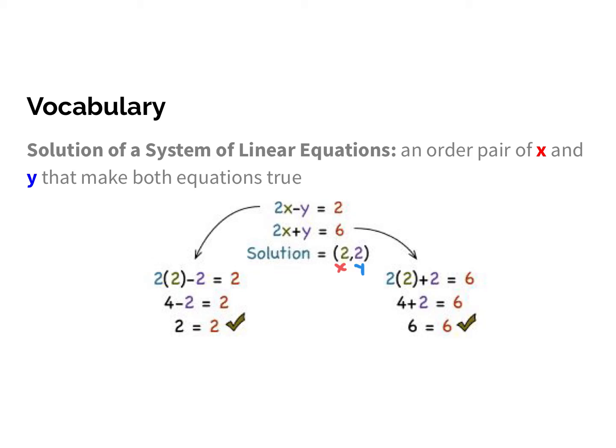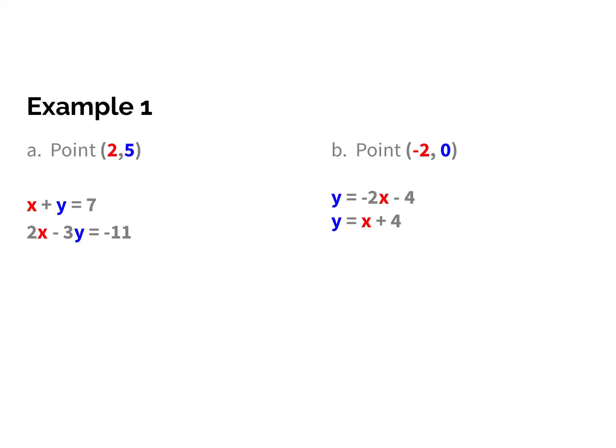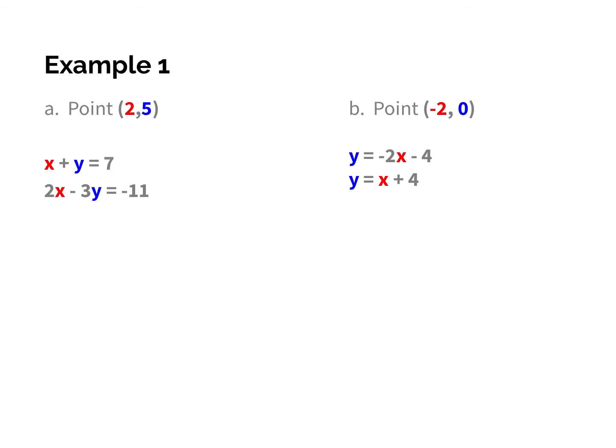So a solution is a value of x and y, an ordered pair, that makes both of the equations true within this system. A system of equations is two or possibly more equations that contain two or possibly more unknowns, and a solution is an x and a y that makes those equations true. So in our first example, we're going to look at how to determine if an ordered pair of x and y is a solution.